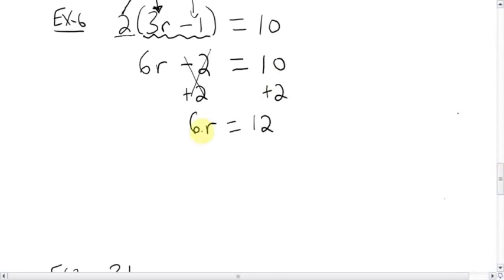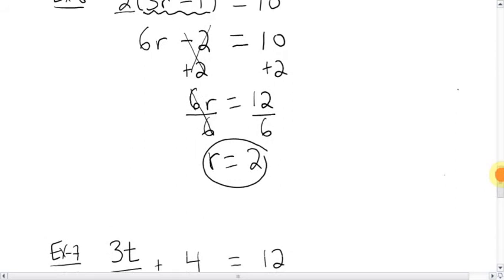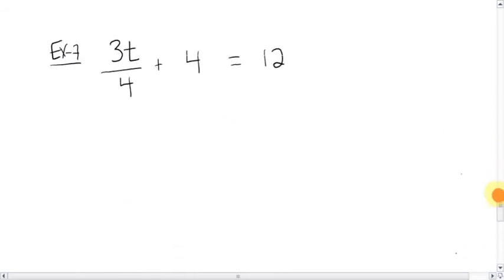What do we do next? The r is being multiplied by 6, opposite is dividing. Divide by 6. Same to the other side. 6's are gone. R equals 12 over 6, which is 2. Okay, so I think most of you should be feeling pretty good about your two-step problems.